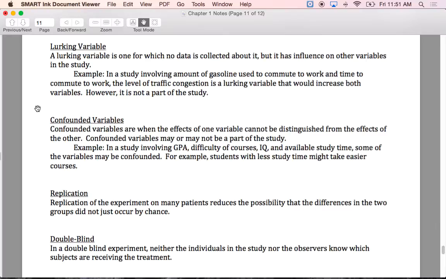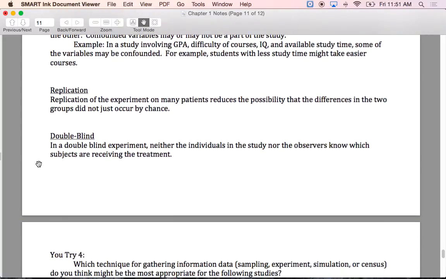Replication of the experiment on many patients reduces the possibility that the differences in the two groups did not just occur by chance. Double blind is when neither the individuals in the study nor the observers know which subjects are receiving the treatment.